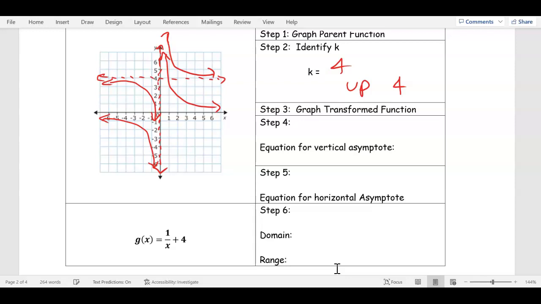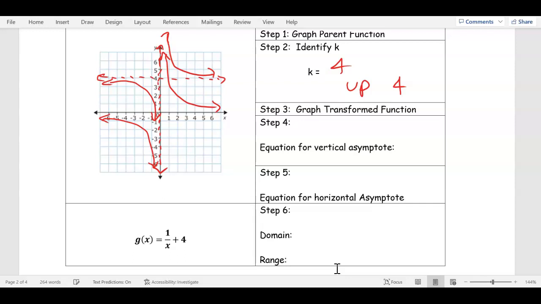What do the equations for that look like? Just draw it. If you haven't drawn this, please. So everyone drew the parent original and the new one up 4.